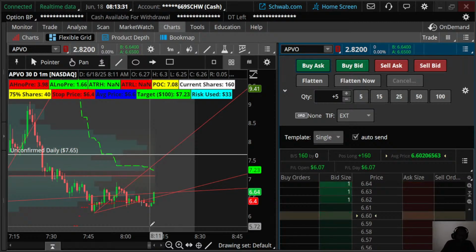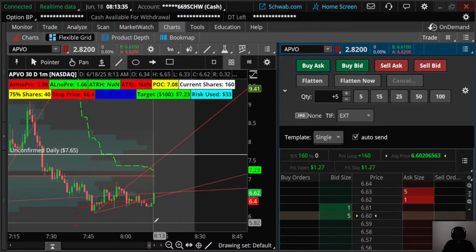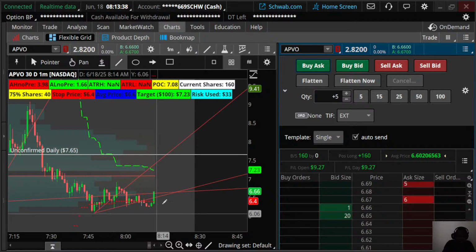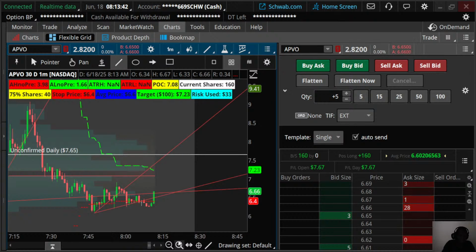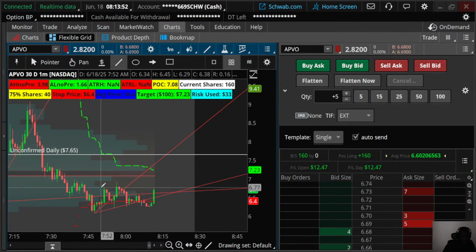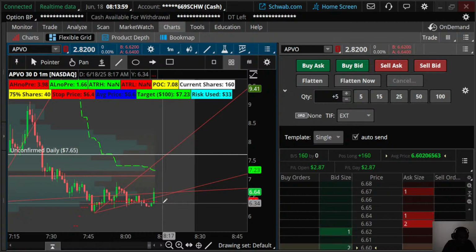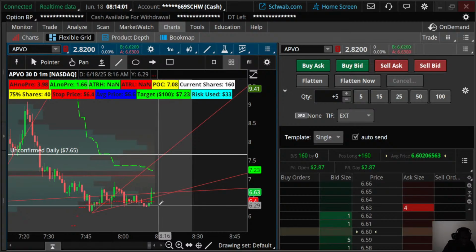Now I think it has room up here to the 765s. That's my issue. That's where I think it can go. All right, so we're back up. We got a high right here of 677. And now we're back above our $33 risk. We did not stop out.